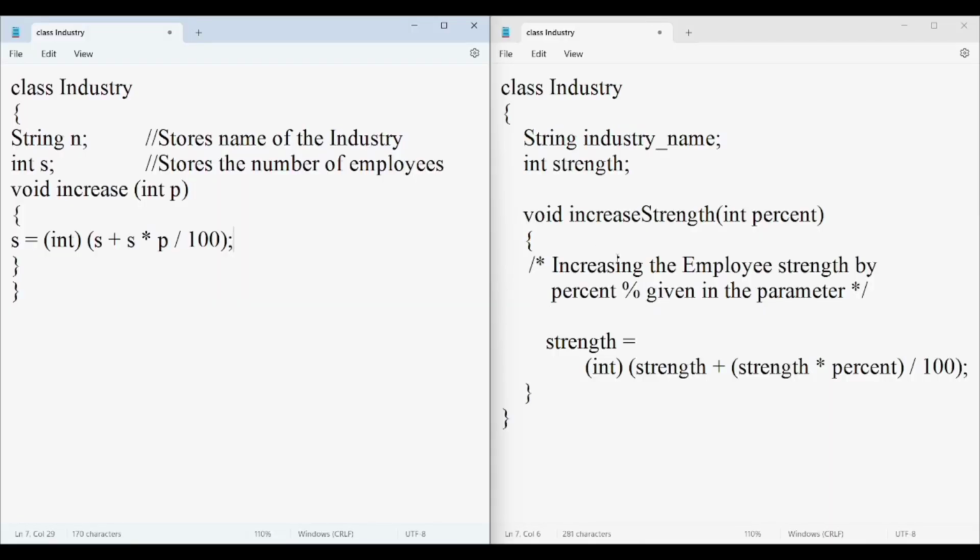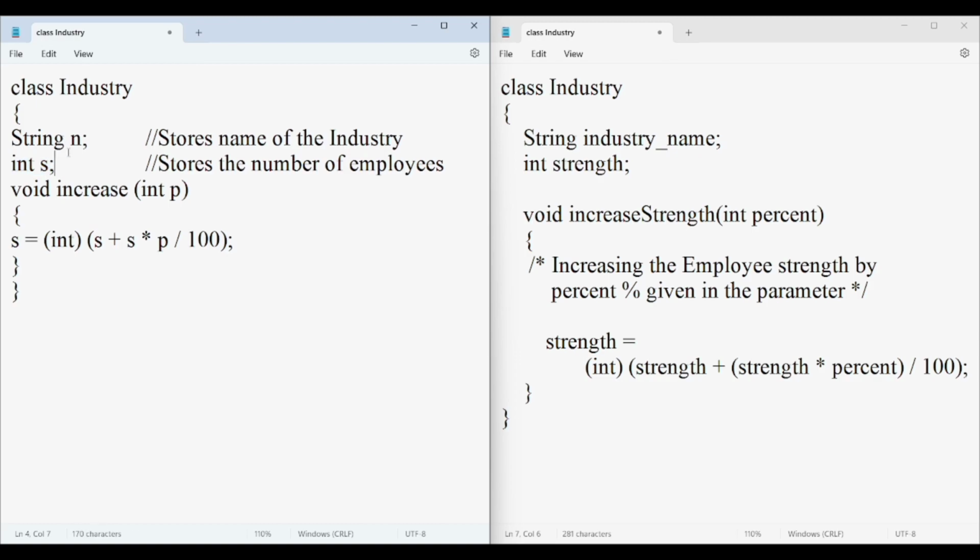So if you see here, I have created this class industry, but in this class I am creating two variables. One is string n. Although I have intended to create this variable to store the name of the industry, and I am writing it as a comment here, this is not a proper comment actually. Writing this explanation here to explain that this string variable is for storing the industry is not a significant comment. Same with this s variable. Here the s variable I am creating to store the number of employees, but this is not a significant name.